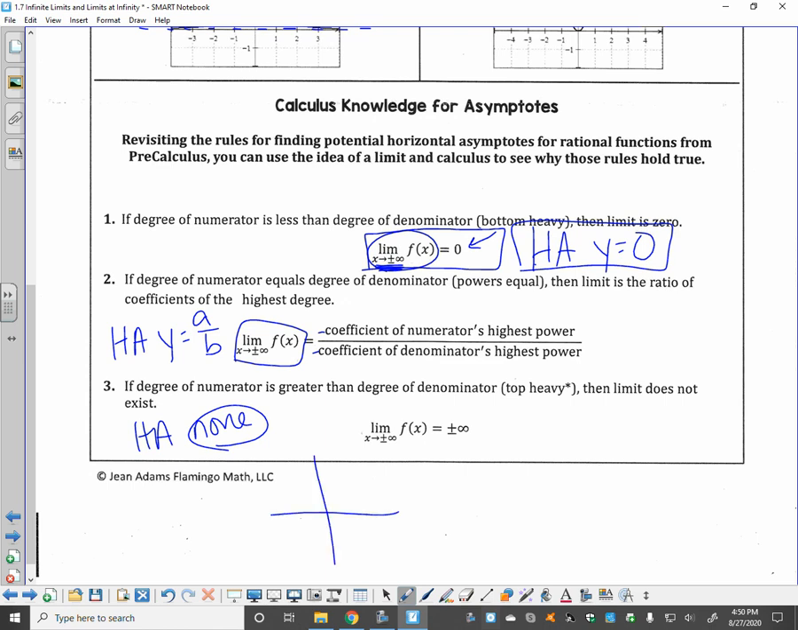So as it rides off into the sunset, it's headed to positive infinity or negative infinity. So if you don't have a horizontal asymptote, then that graph is going to head up or head south. Otherwise, it's going to be drawn towards that asymptote.